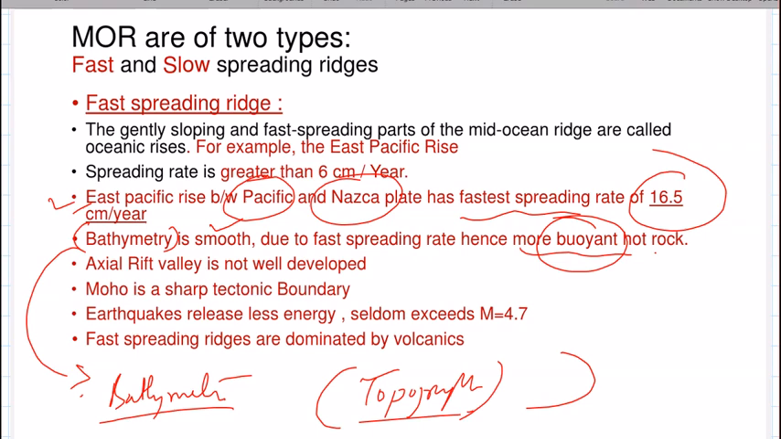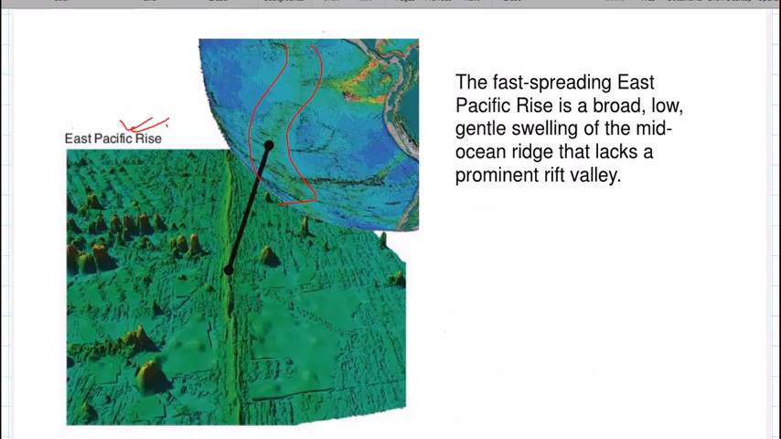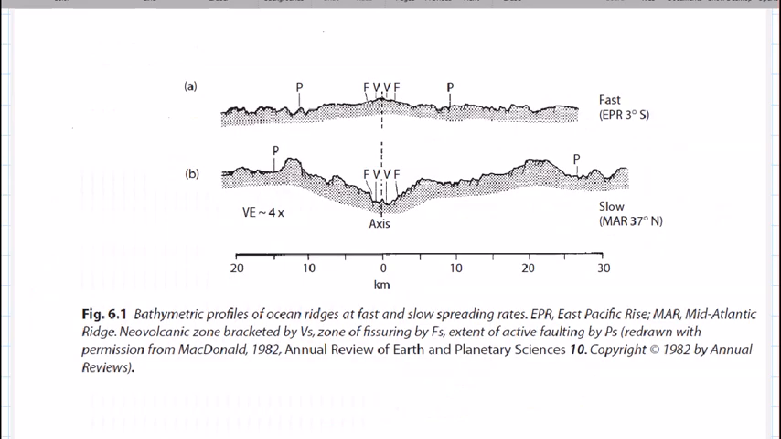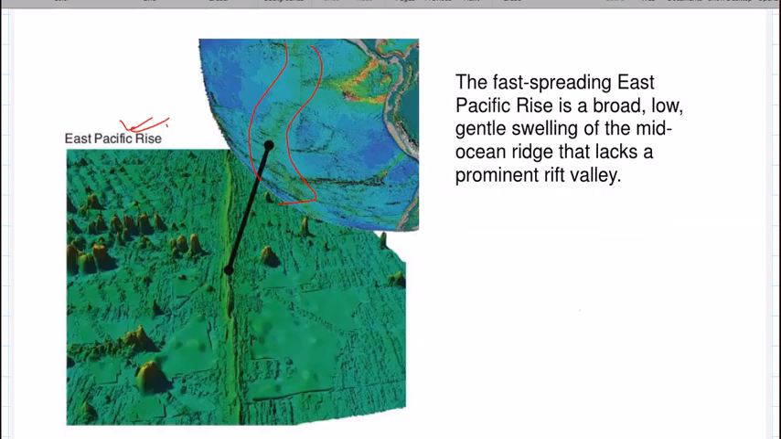Mohorovičić discontinuity is a sharp tectonic boundary, the discontinuity between crust and mantle, right? Earthquakes release less energy. These points you have to remember. Fast spreading ridges are dominated by volcanism because of the high amount of magma that is being released. An example is the East Pacific Rise, and because it is gently sloping, it does not have any rift valley in between.